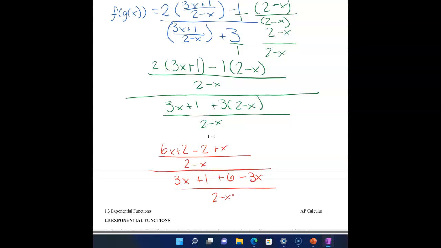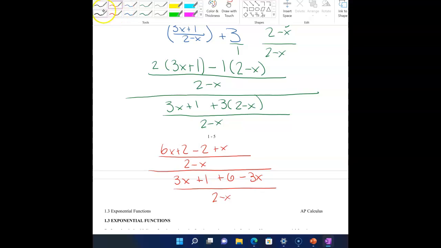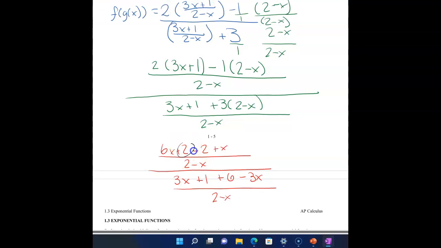Alright, combine your like terms just to kind of clean it up a little bit. Cancel if you can, which in this case we can because these 2's cancel out, leaving me with just a 7x up top over that 2 minus x. All over, my 3x's cancel out, leaving me with just a 7 there over that 2 minus x.